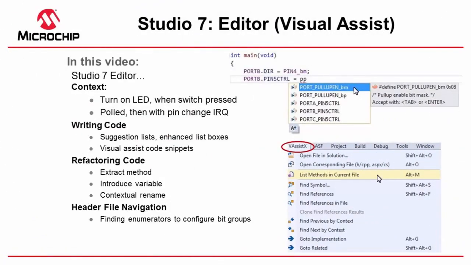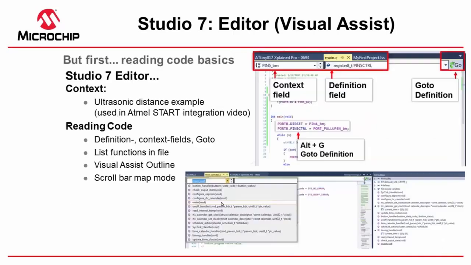Okay, so I'm going to give you an overview of the Studio 7 editor. We'll carry on from the basic place where we were at the end of the programming references. We'll turn on a LED now, but now when a switch is pressed, first we start off polled and then introduce pin change interrupts. And this is our basic context to explore suggestion lists and the ways of using these efficiently, enhanced list boxes, how to quickly find enumerated parameters, etc. We're going to use Visual Assist code snippets, refactoring code, extracting functions or methods, introducing variables, contextual renaming, and surrounding with regions. But first we're going to learn some basics about reading code.